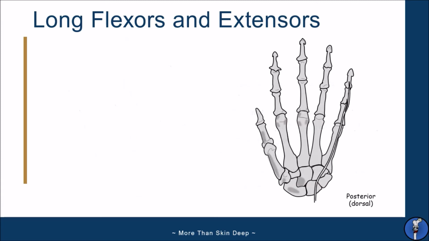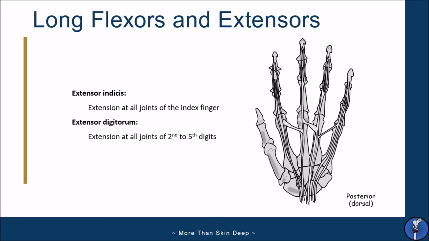From the posterior view, we can see the long extensors of the digits. Extensor digiti minimi is already present, as we discussed this previously. Extensor indicis originates in the posterior forearm and inserts into the extensor hood to extend all joints of the index finger. The larger Extensor Digitorum is the main extensor of all of the fingers.